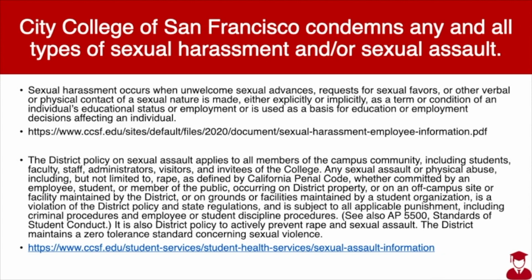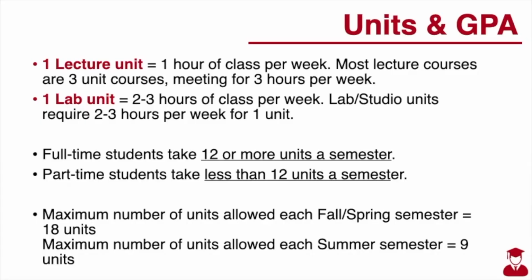Now I'd like to switch back to the educational component. As I said, units and GPA early, which is grade point average. One lecture unit, 1 hour of class per week. Most lecture courses are 3-unit courses, which means they meet for 3 hours a week. One lab unit, 2 to 3 hours of class per week. Lab studio units require 2 to 3 hours per week for 1 unit.